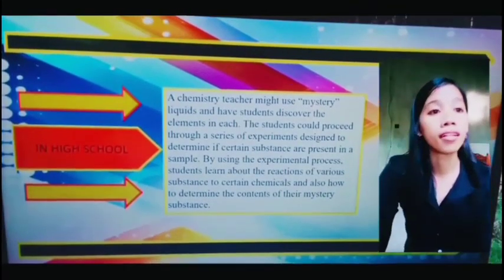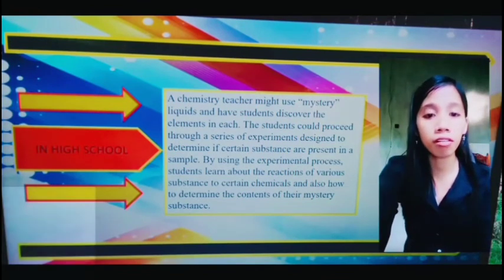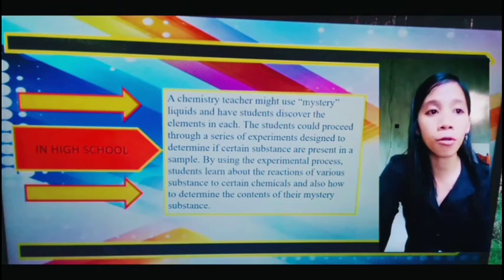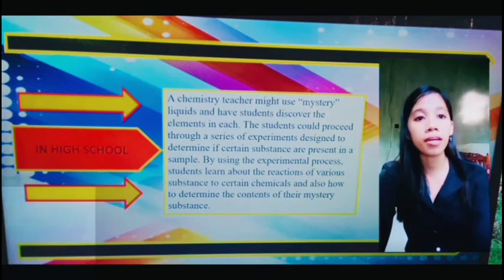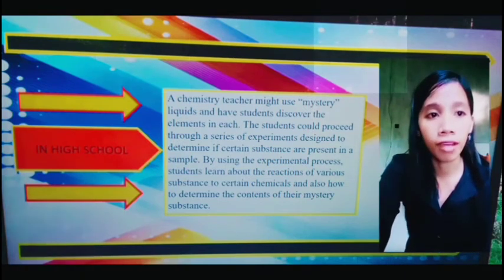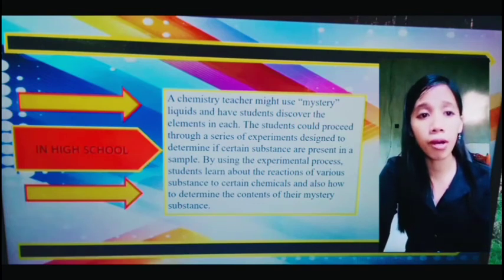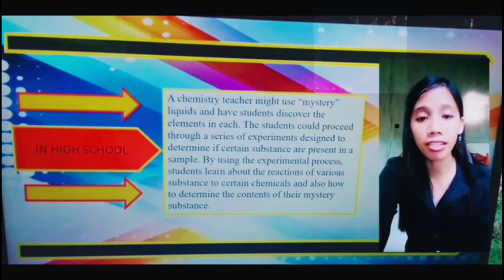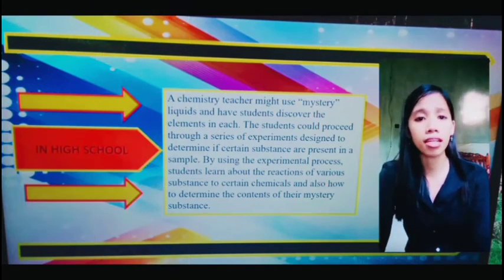In high school, a chemistry teacher uses mystery liquids and has students discover the elements in each. The students go through a series of experiments designed to determine a certain substance present in a sample. By using the experimental process, the students learn about the reactions and variations of substances to certain chemicals, and also how to determine the contents of their mystery substance.